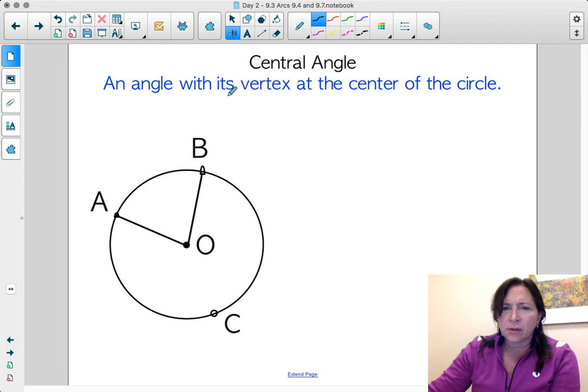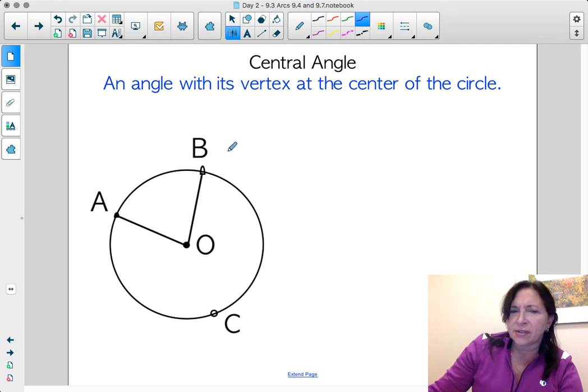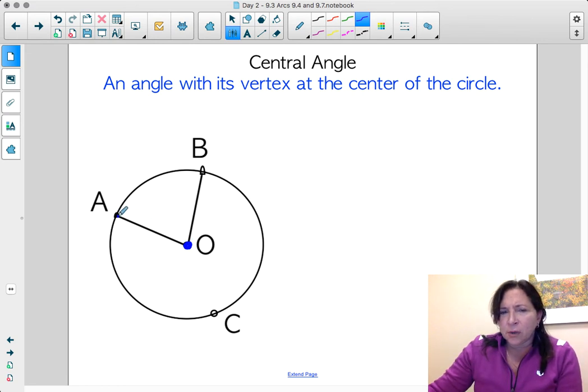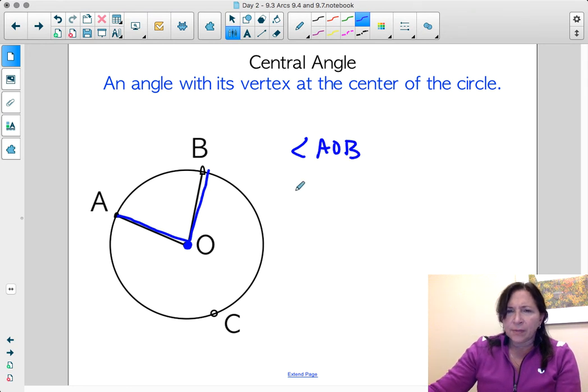Now, a central angle is an angle that has its vertex at the center of the circle. So here's my center of the circle. So this is a central angle right here. So angle AOB is a central angle, all right?